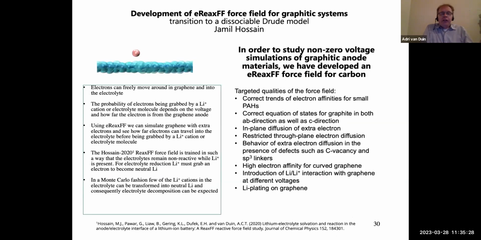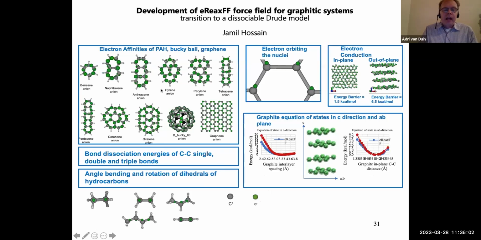One area where that is very important is battery surface chemistry, where electron transfers between the electrolyte and the graphite, for example, are very important. Here we have an example of an e-ReaxFF simulation where we have a lithium cation on top of a graphite with an excess electron. And we see that e-ReaxFF can successfully describe the electron transfer between the graphene and the lithium plus. This was the work done by Jamil Hossein. He graduated from my research group last year.